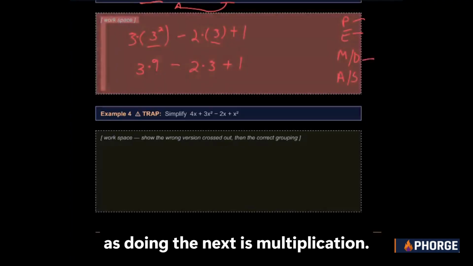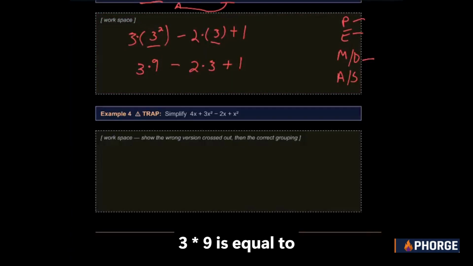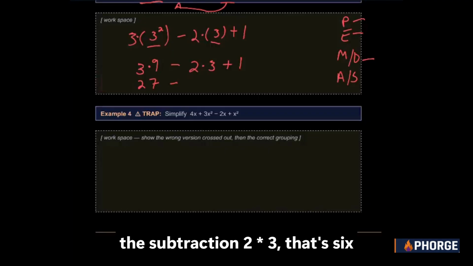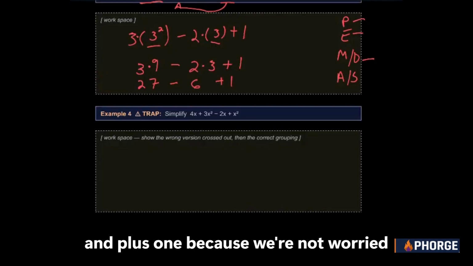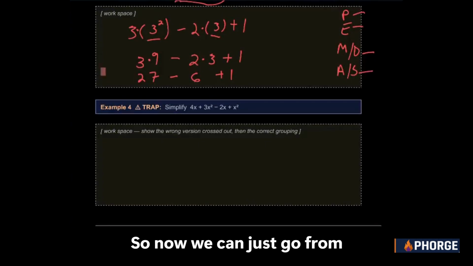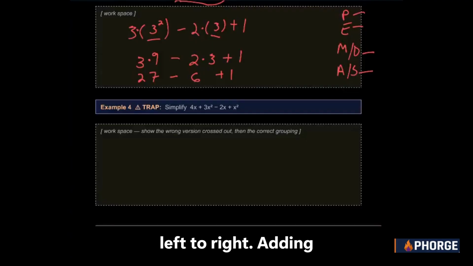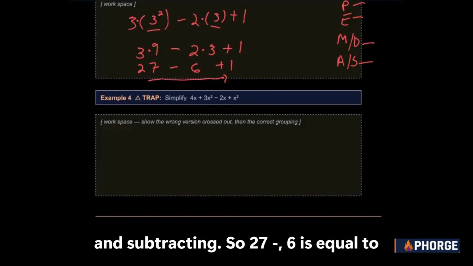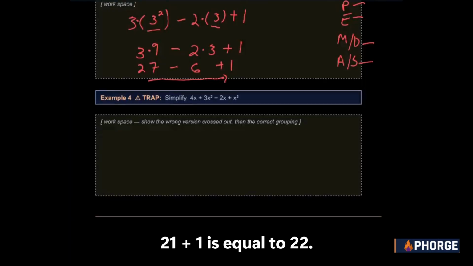Next is multiplication. 3 times 9 is equal to 27. We'll keep the subtraction. 2 times 3 is 6. And plus 1, because we're not worried about addition or subtraction right now. So now we can just go from left to right, adding and subtracting. So 27 minus 6 is equal to 21, plus 1 is equal to 22.